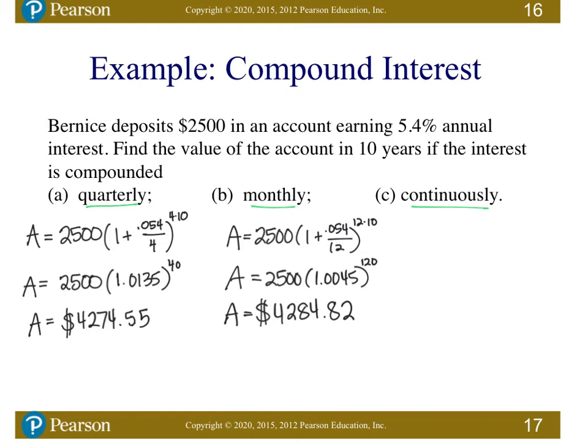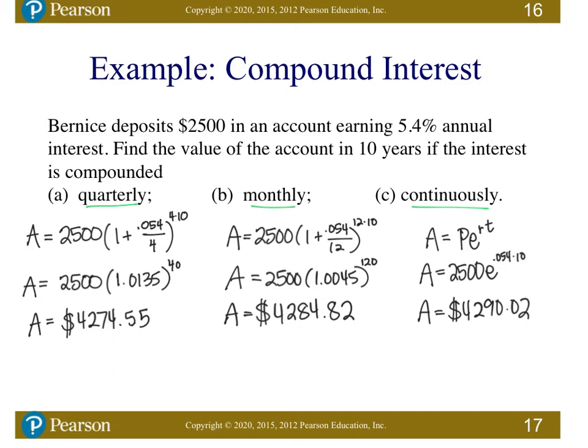And then how would that impact things if you compounded continuously? Continuously means you're using the equation with the number e. It's a different equation when you want to compound continuously. So 2500 times e, there's no 1 plus, it's just e to the 0.054 times 10. Again, we'll just use our calculator to evaluate that. So we'll have $4,290.02. A little bit more, $6 more if you compound continuously.